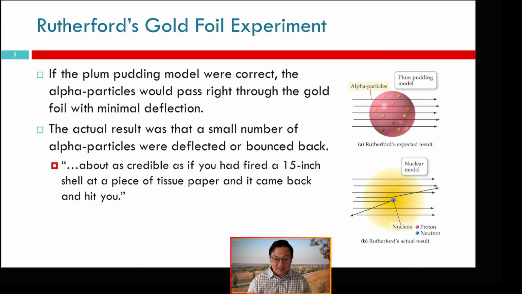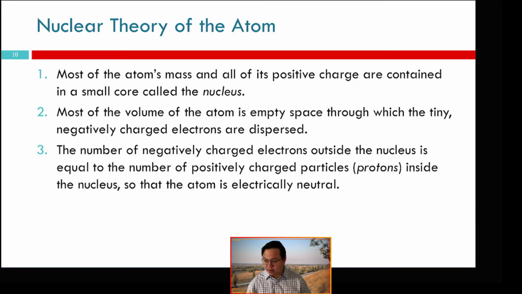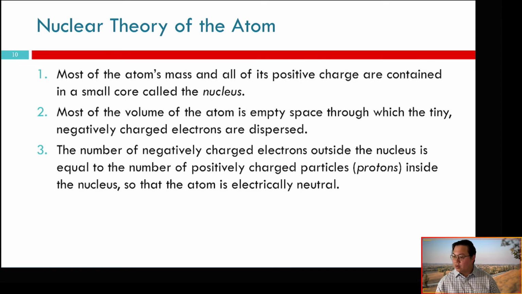So he concluded that instead, there's a small, very dense nucleus at the center, and a cloud of electrons that surrounded that. And this is what we know today as the nuclear theory of the atom. Most of the atom's mass and all of its positive charge are contained in this small core called the nucleus. And most of the volume of the atom is actually empty space through which tiny negatively charged electrons are dispersed. So if you were to zoom in, you would see that everything is mostly empty space.